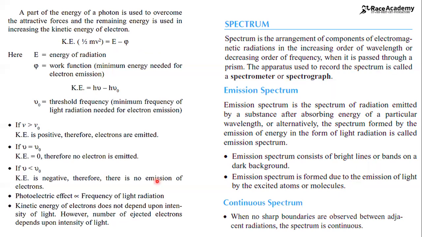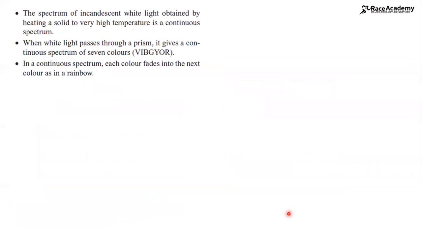What about the continuous spectrum? When no sharp boundaries are observed between adjacent radiations, the spectrum is continuous. That is a little difficult to understand, but you can see the VIBGYOR diagram. The spectrum of incandescent white light, obtained by heating a solid to a very high temperature, is a continuous spectrum. When white light passes through a prism, it splits and gives a continuous spectrum of 7 colors, that is VIBGYOR. In a continuous spectrum, each color fades into the next color like a rainbow.